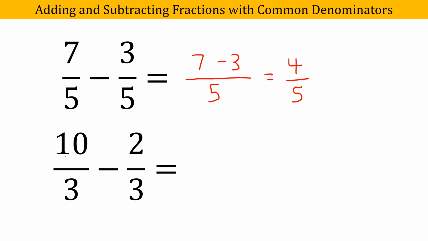Okay, for 10 over 3 minus 2 over 3, because the denominators are the same, I can simply write 3 on the bottom. And now I simply subtract my numerators. So I'm going to have 10 minus 2 over 3, and in this case 10 minus 2 is 8. So I'm going to have an answer of 8 over 3, or 8 thirds.